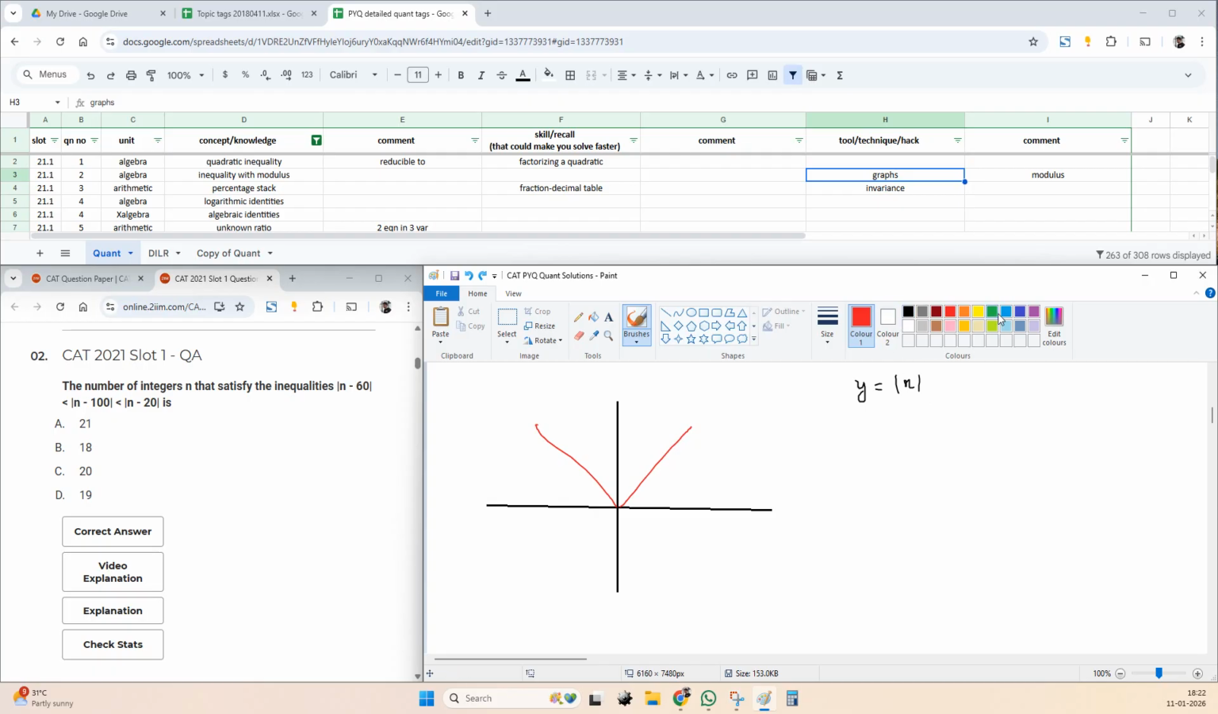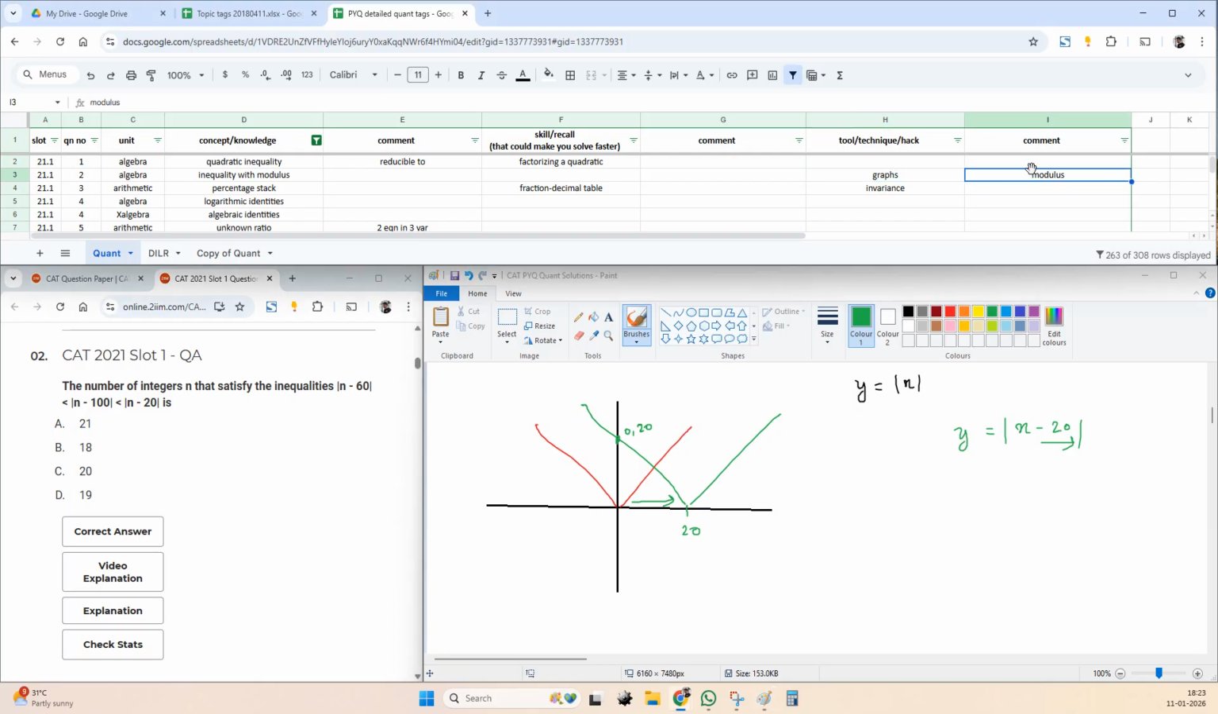What if I wanted y is equal to mod of x minus 20? You are adding a constant here, right, to the input. So minus 20 will make you shift right by 20 units. And so if 20 is here, you will have a V shape like this. This will pass through 0, 20. And it's basically shifting right by 20 units. That's the shifting concept in graphs. Could probably add that there, graphs shifting and modulus.